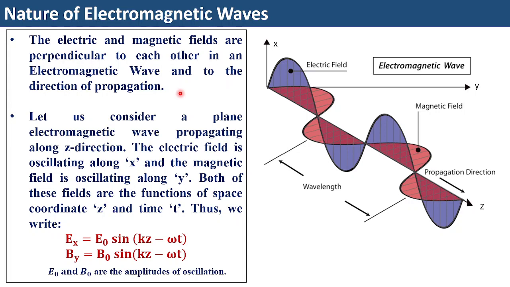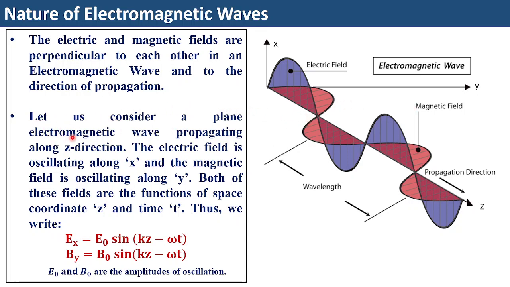So, the electric and the magnetic field are perpendicular to each other in an electromagnetic wave and to the direction of propagation. This picture gives a clear view of this fact, that electric and magnetic field in an electromagnetic wave are perpendicular to each other, and not only that, both of them are also perpendicular to the direction of propagation. Here I have chosen my axes as x, y and z. This is completely based on my wish. You can also have your own choice. For example, you could have named these axes y, this to be x, like that.